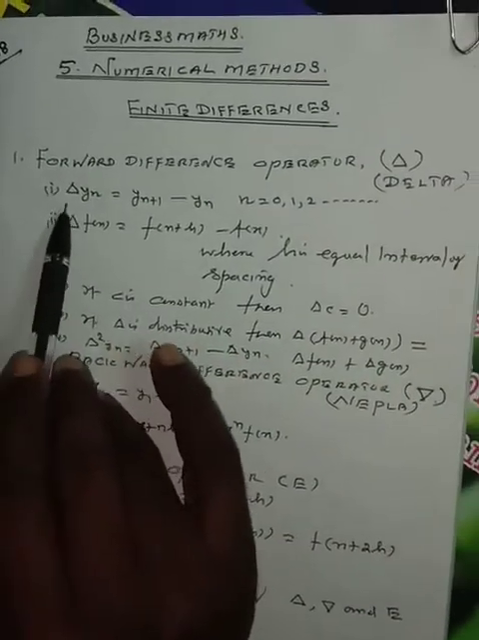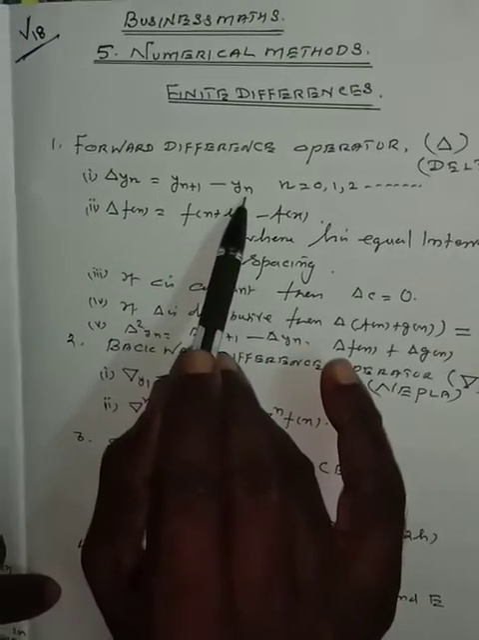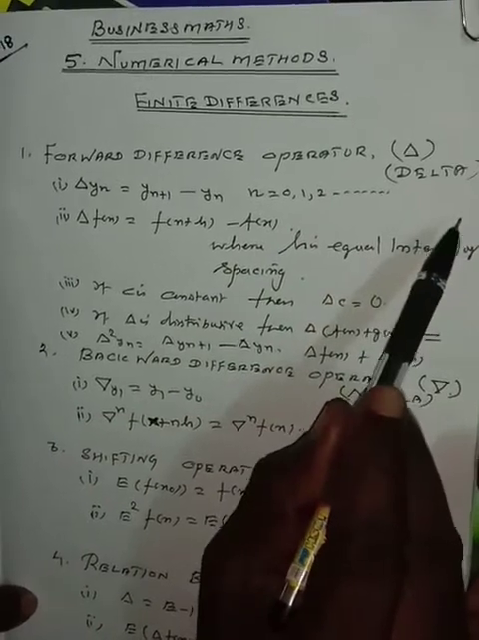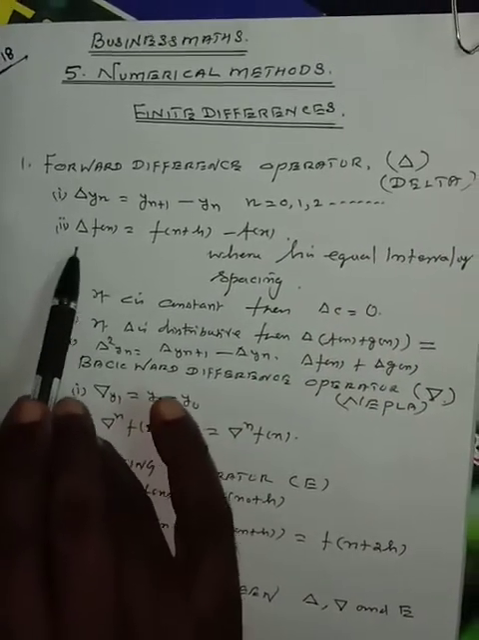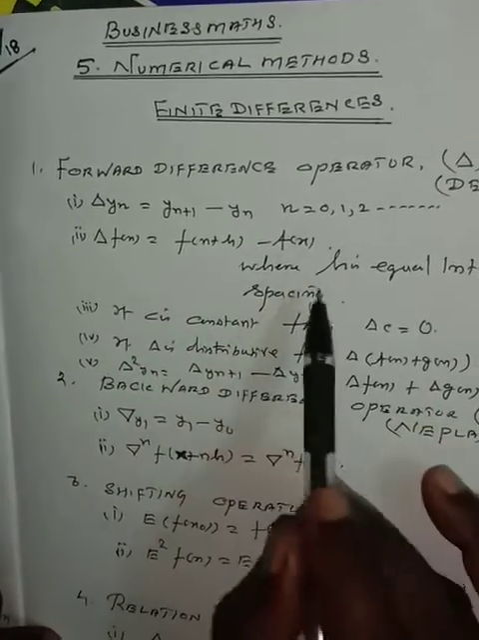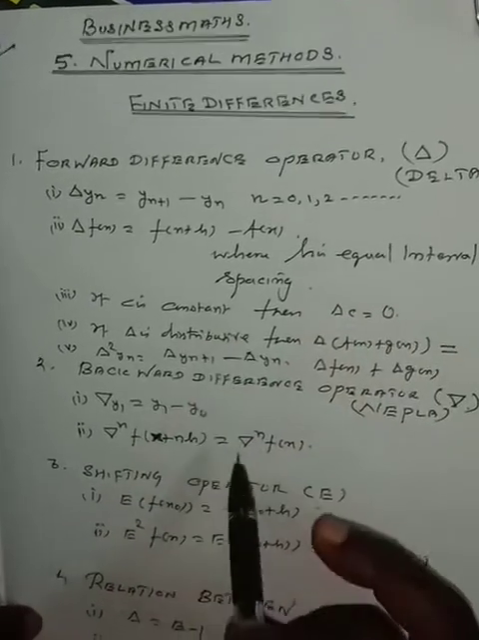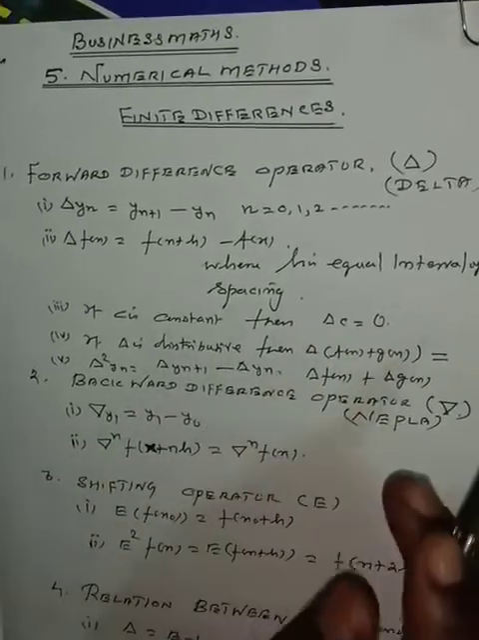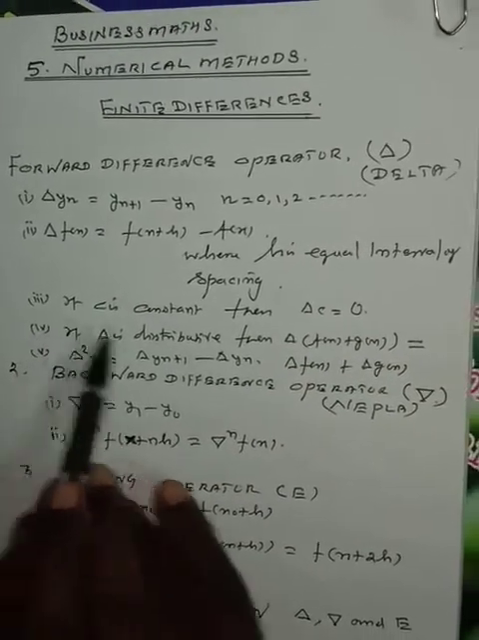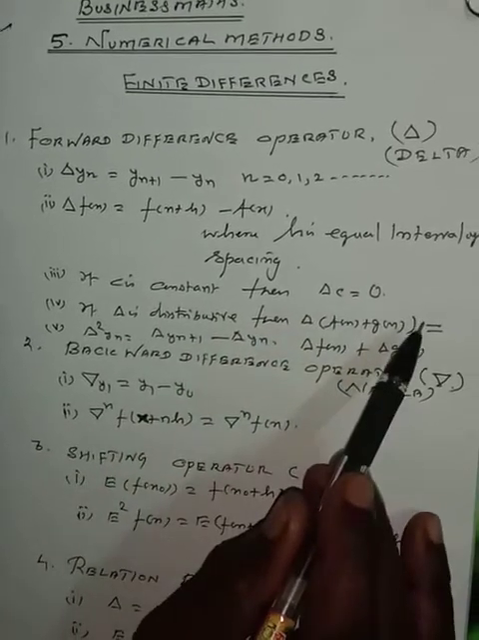Number 1, delta yn is equal to yn plus 1 minus yn, where n is equal to 0, 1, 2, 3 and so on. Number 2, delta of f of x is equal to f of x plus h minus f of x, where h is the interval of spacing. The distance is equal in space. Number 3, if c is constant, then delta c is equal to 0.